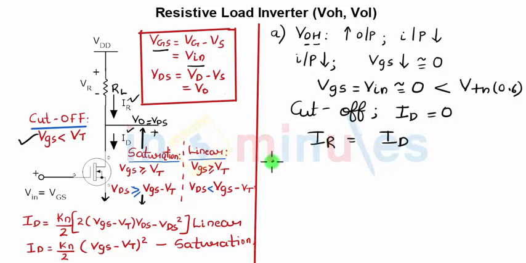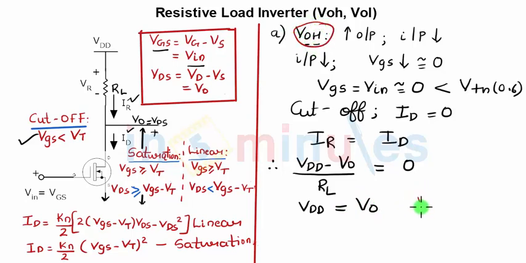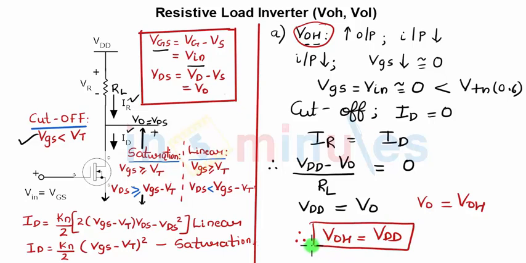Now let's equate the two currents, IR equal to ID. IR is nothing but the current flowing through the resistor, which is the difference in the voltages, VDD minus Vout, upon the load resistance RL, and ID is 0. This is nothing but VDD equal to Vout. As we are finding VOH, my Vout is nothing but VOH. So this gives me a value of VOH equal to VDD. So for my resistive load inverter, my value of VOH is equal to VDD.